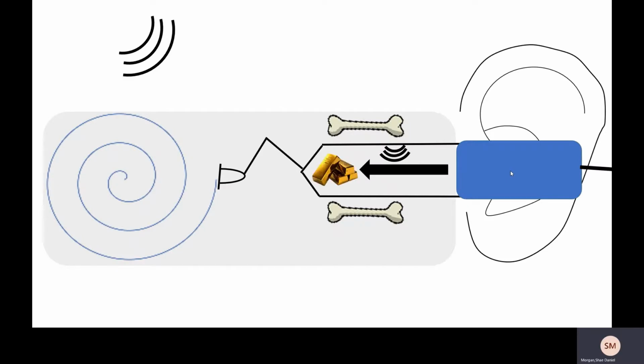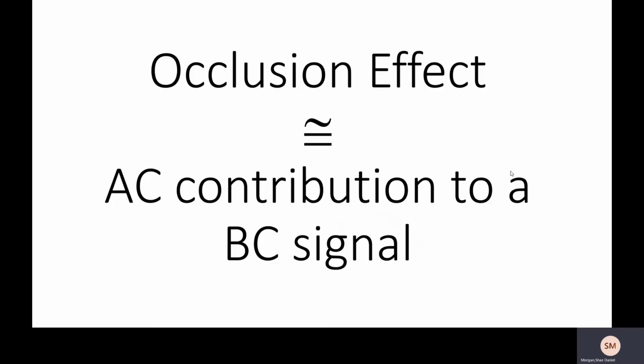Well, when you have a conductive loss, there's something that's blocking that reflected signal. So you've got some earwax or you've got some fluid in the middle ear system. And even though that signal that's reflected has an increased sound pressure level, as it hits that earwax or that fluid, that level also goes back down. And so you can negate the occlusion effect, or you can assume that the occlusion effect isn't a significant contributor to the signal that reaches the cochlea if there's a conductive loss. You can think of the occlusion effect as an air-conducted contribution to a bone conduction signal.